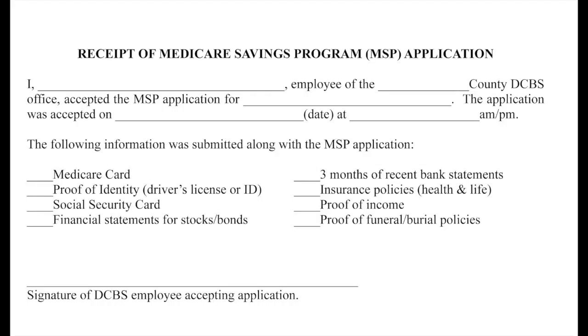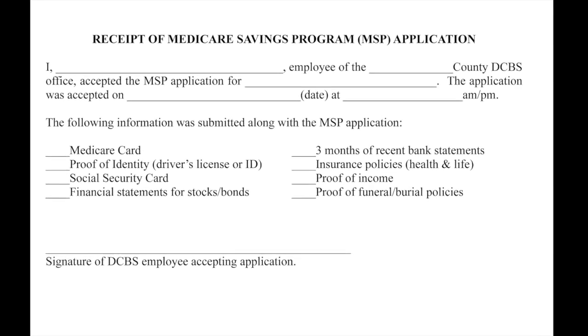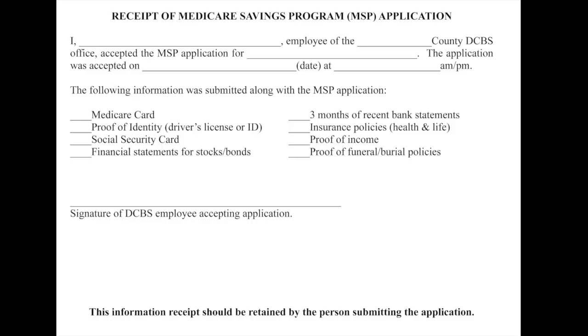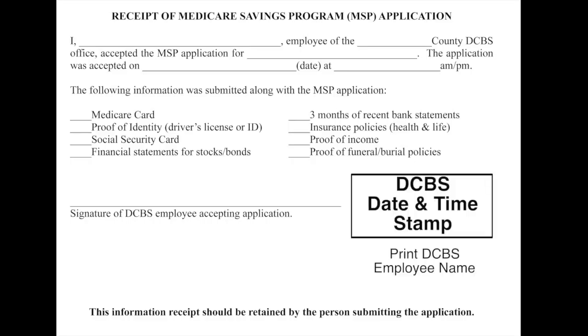There should be no question as to whether all the information has been submitted if the DCBS worker signs and marks what information was included. So if the client ever needs proof that the application and documents were submitted, this will be proof of what the client had originally submitted. This receipt should be retained by our clients. If the DCBS employee refuses to sign the receipt, the client can request the employee to stamp the form. The client should obtain the employee's name and note that information on the receipt.